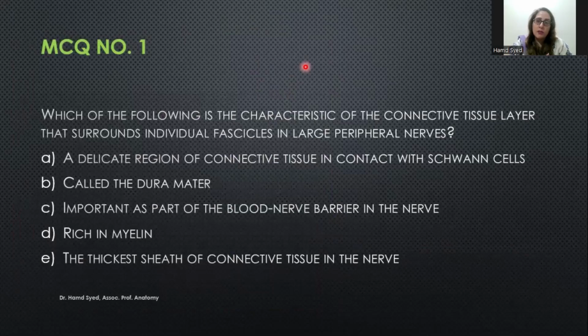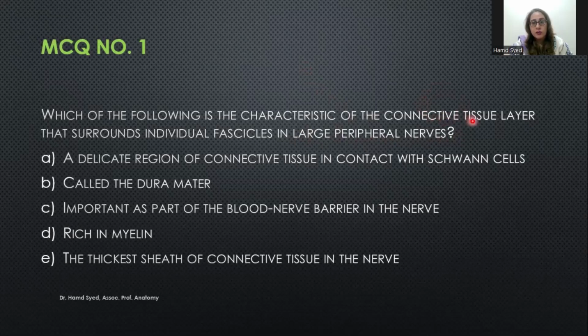Okay, so now that we have discussed the essentials of the histology of the nerves and the ganglia, let's look at a few MCQs to reinforce what we just studied. So which of the following is the characteristic of the connective tissue layer that surrounds individual fascicles in large peripheral nerves? So which of these is a characteristic?